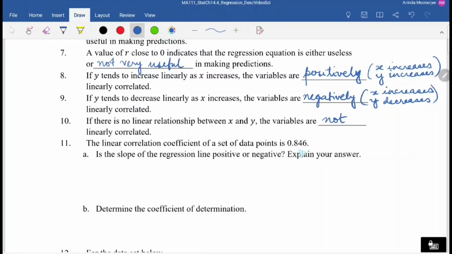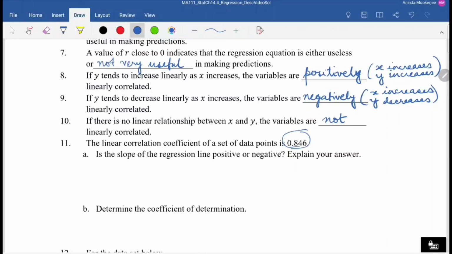If r is a positive value, the y values are increasing, just as when the slope is a positive value. So it's going to be the same thing. Is the slope of the regression line positive or negative over here? Yes, you can look at your r value and know that your slope is also going to be positive.